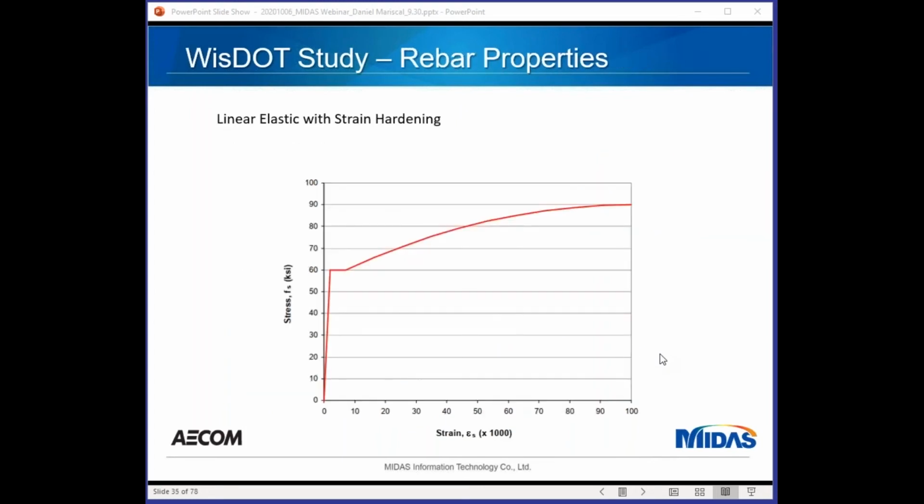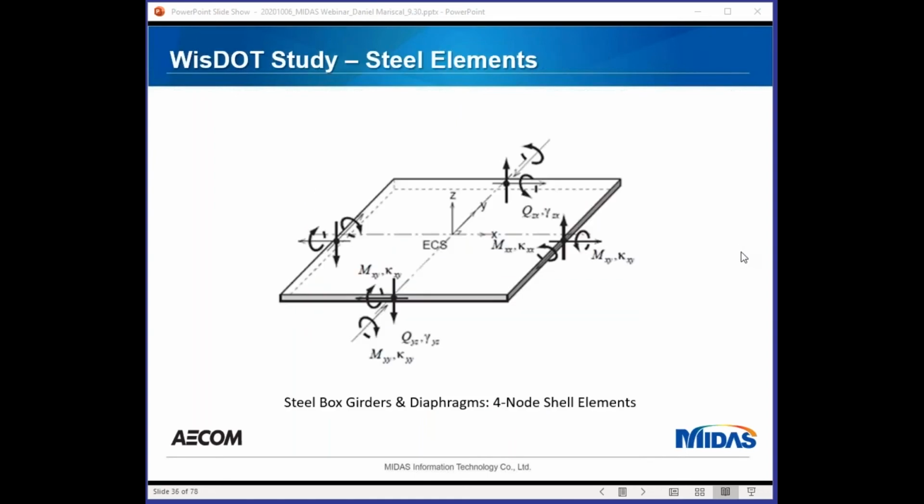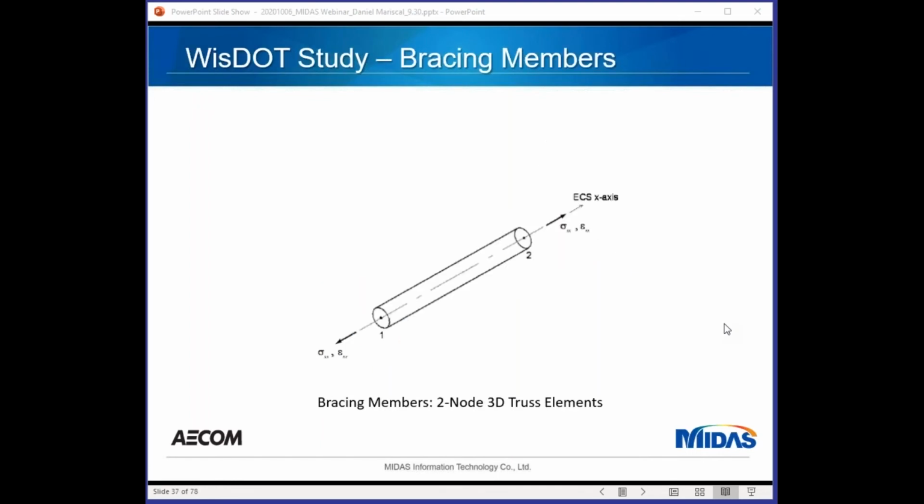These are the material properties of the reinforcement. It's a 60 KSI yield steel, but it does have a better strain hardening. It goes up to 90 KSI at rupture. For the steel boxes and the diaphragms, we used 4-node shell elements. For the bracing members, we used 2D truss elements, anything internal.